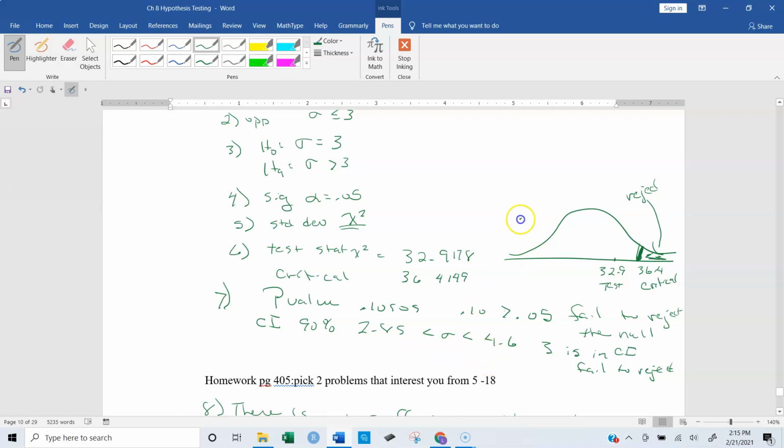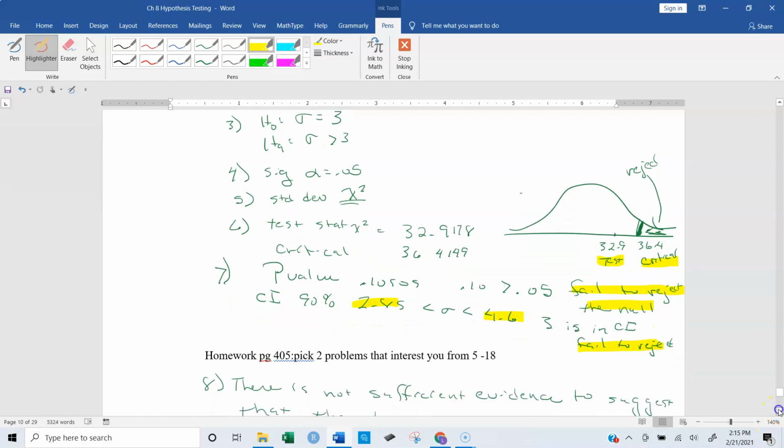This one here is the test statistic and the critical value. So when we look here, here's our test, here's our critical. Our test statistic is not in the rejection region, so we fail to reject the null. Critical value method. P-value method, 0.105 is greater than 0.05. Again, we fail to reject the null. Same results. Confidence interval, 3 is within our interval. So again, we fail to reject the null. All 3 should give you the same result.